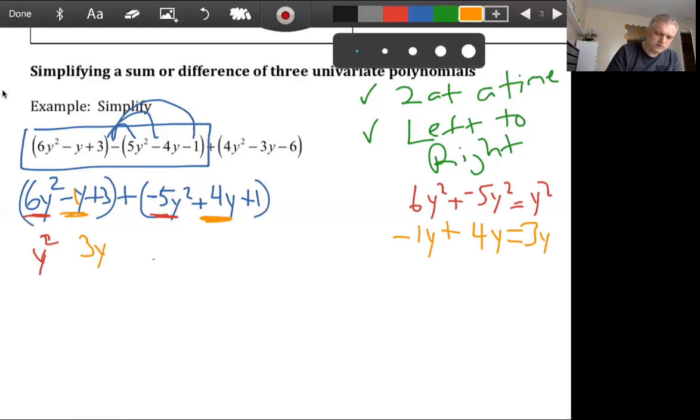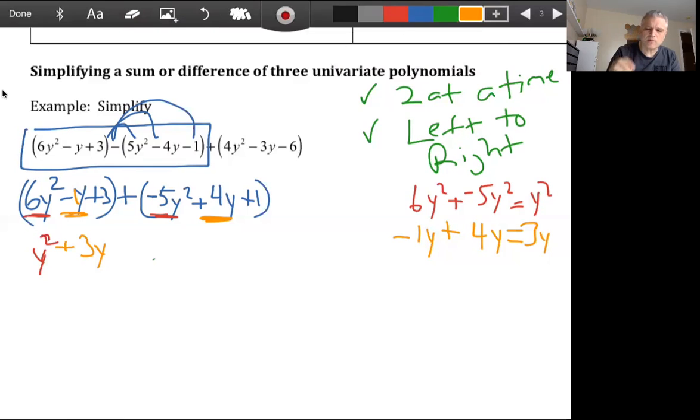Now it's debatable if this is pretty or not, but at least you got me verbally saying it, so you can go back and say, what is that anyway? Oh, I'll listen to what he said. Okay, so plus 3 added to plus 1 is 4. All right, so that is the sum of the first two polynomials added together.